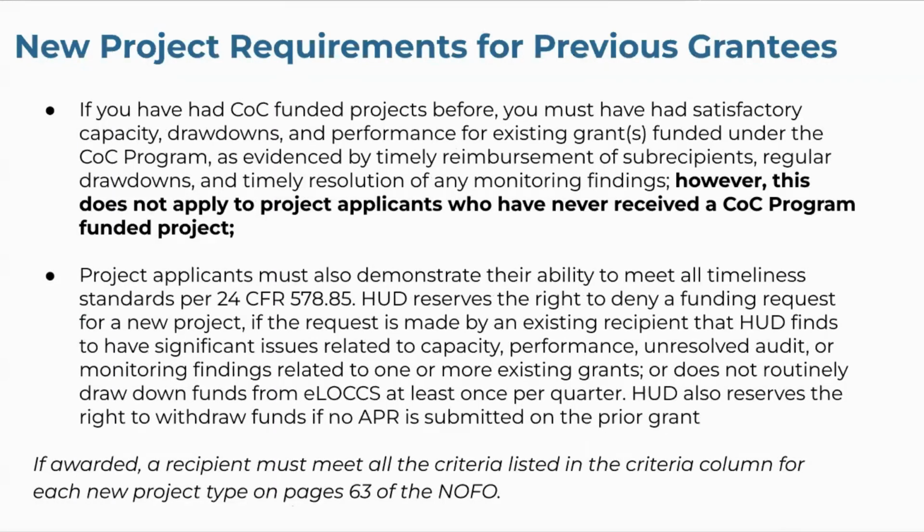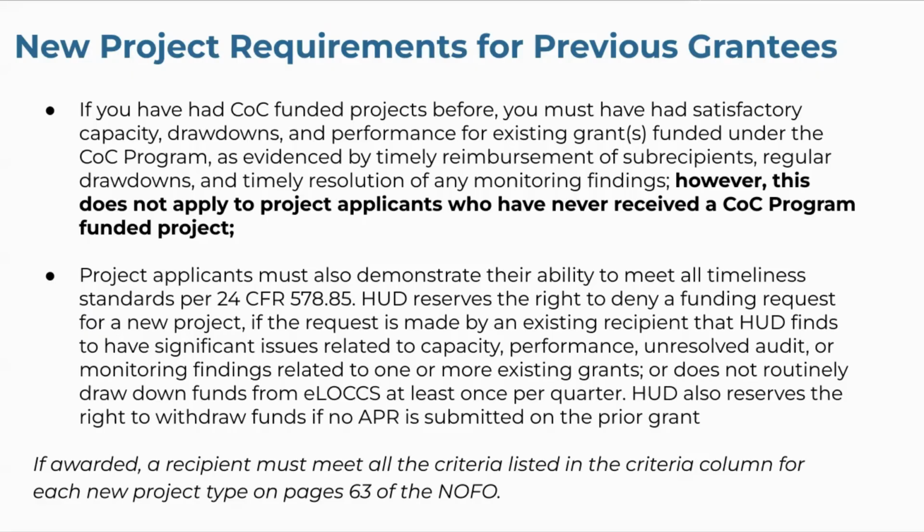Also, if you have had a CoC-funded project before, I know this is a new project info session, but if in the past, 3 years ago, 2 years ago, 5 years ago, you've had a CoC-funded project, you must have had satisfactory capacity, drawdowns, and performance for existing grants funded under the CoC program. We must have had timely reimbursement of subrecipients if that was applicable, regular drawdowns, and timely resolution of any monitoring findings. If you are a new project who's never had a CoC-funded project before, then you don't have to worry about that. You must also demonstrate your ability to meet all timeliness standards.